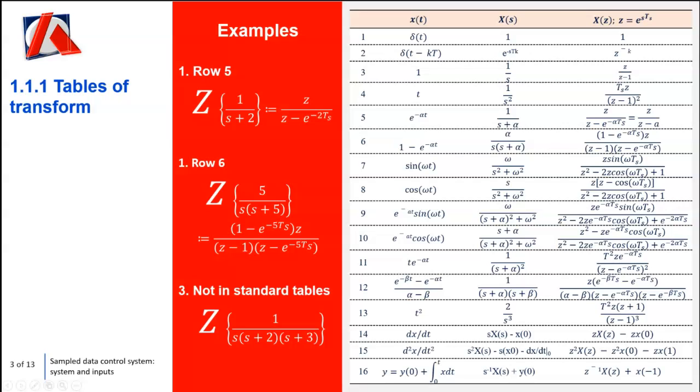If we now look at this function, 1 over S, then in brackets S plus 2, and then in brackets S plus 3, you can see that this is not in the standard tables. The closest is perhaps row 12. However, this is not in the standard tables, so we can't directly use the tables to transform this into a Z transform. So what we have to undertake is partial fractions, which break it down into functions that enable us to use the tables of transforms. The tables of transforms save us a lot of time because they save us from doing the mathematics when we transform from one domain to the other.